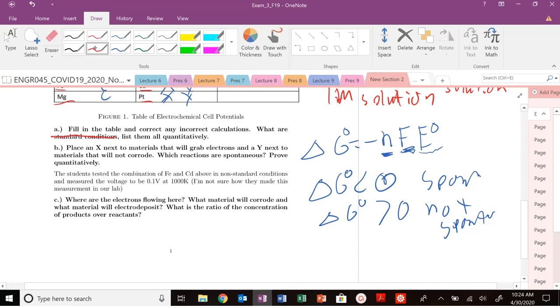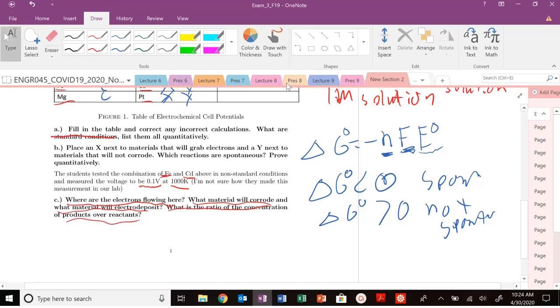So let's look at the last part of this question. The students tested a combination of iron and cadmium in non-standard conditions. They measured the voltage to be 0.1 volt at 1000 K. Where are the electrons flowing here? What material will corrode? And what material will electrodeposit? What is the ratio of the concentration of products over reactants?